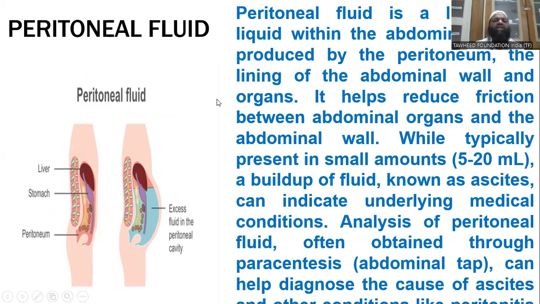So peritoneal fluid, how are you going to use it here? Peritoneal fluid is a lubricating liquid within the abdominal cavity, produced by the peritoneum, the lining of the abdominal wall and organs. It helps reduce friction between abdominal organs and the abdominal wall. While typically present in small amounts, 5 to 20 ml, a buildup of fluid is known as ascites.